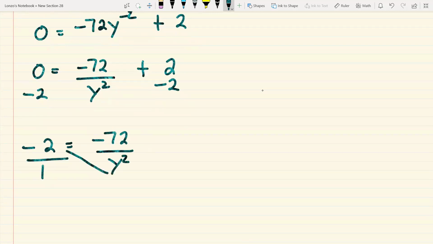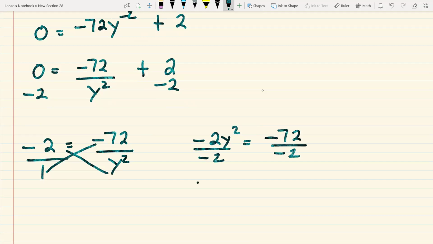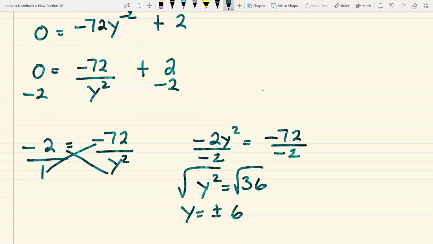Cross multiply, so negative 2 times y squared is negative 2y squared, and 1 times negative 72 is negative 72. Continue solving for y, so I'm going to divide both sides by negative 2. So you get y squared equals negative 72 divided by negative 2, which is 36. Take the square root, and you get y equals plus or minus 6. Now, you can't have a negative length, so it's best to use y as the positive length, so positive 6 would be your y value.